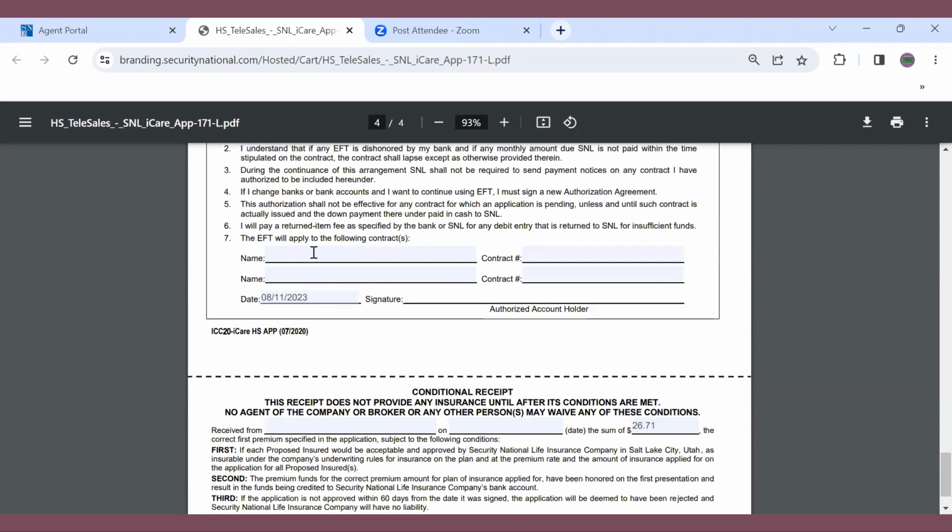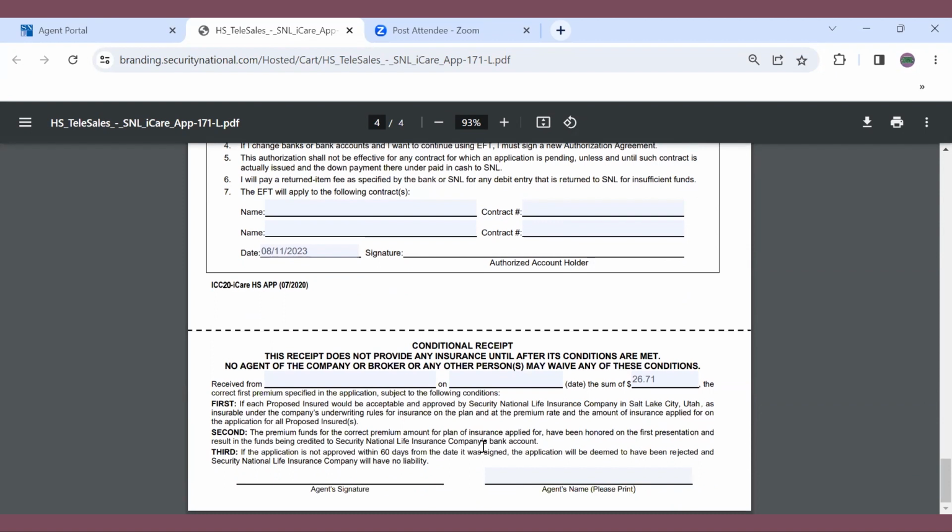And there will be a place then for Joe to sign it one more time. We'll put Joe's name and then he will sign down here on the bottom. The bottom section will be our receipt that we took the application from Joe.